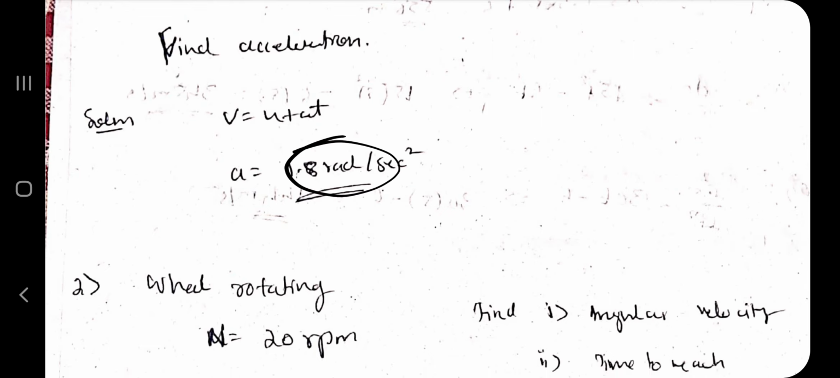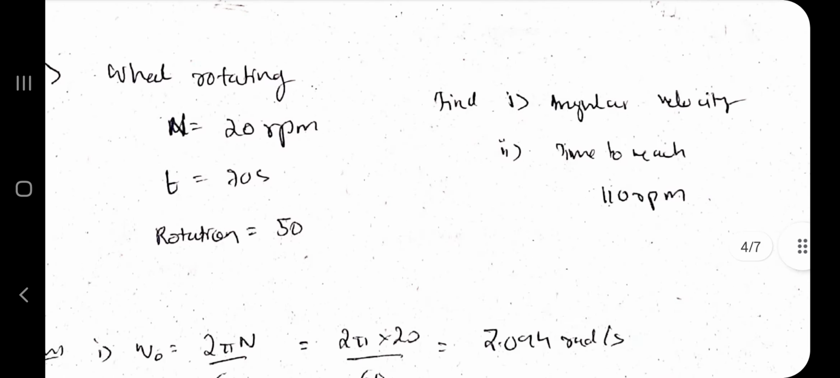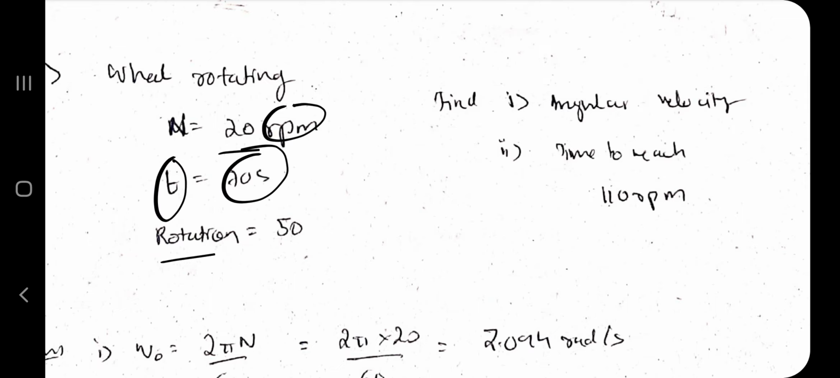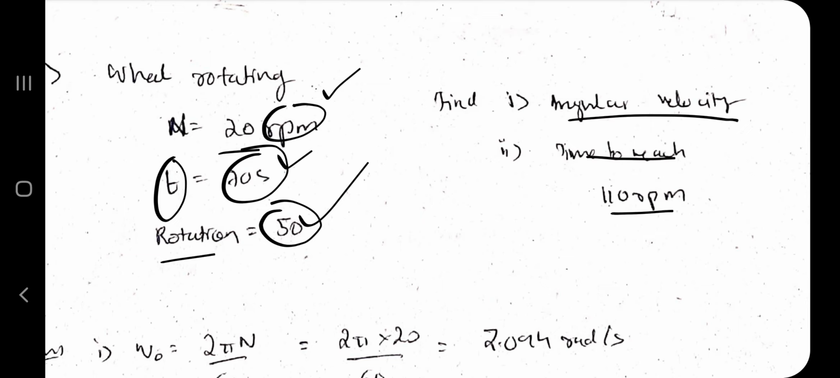In the same way, you have a wheel rotating at a frequency of 20 rotations per minute, it rotates for 70 seconds, and it rotates 50 times. This is the speed of the rotation, this is the time it's rotating, and this is how many times it rotated. Find the angular velocity and the time to reach 110 rotations per minute.